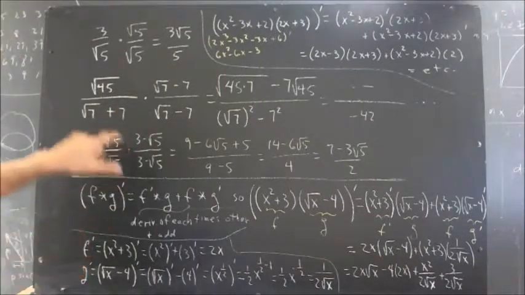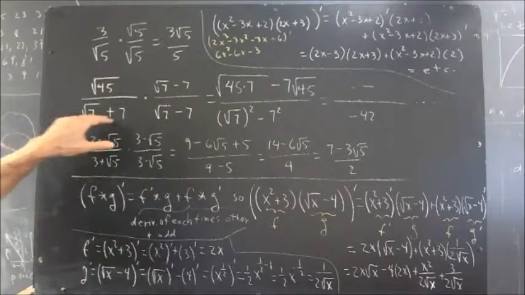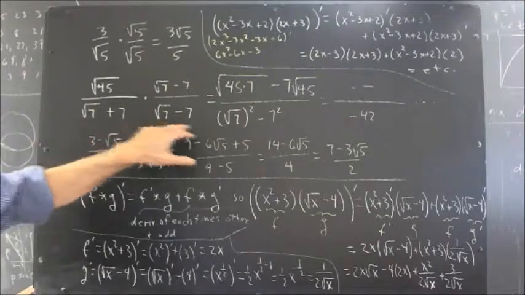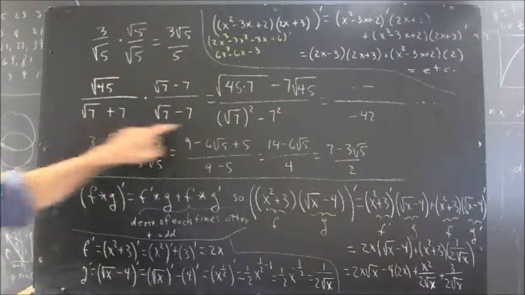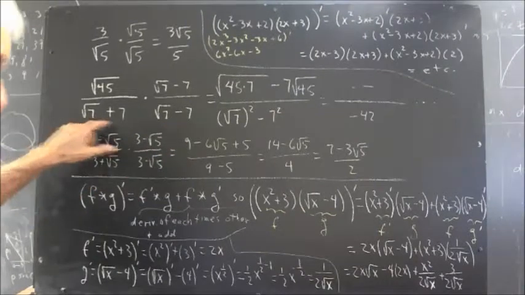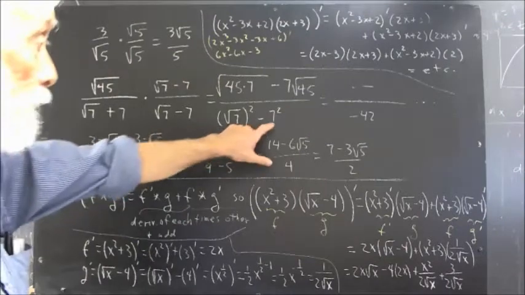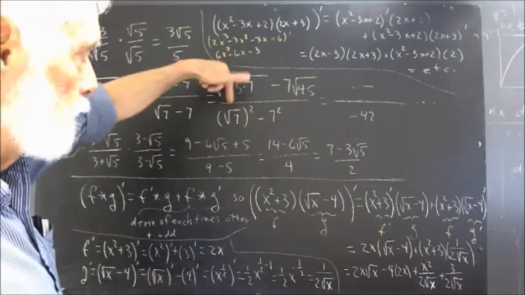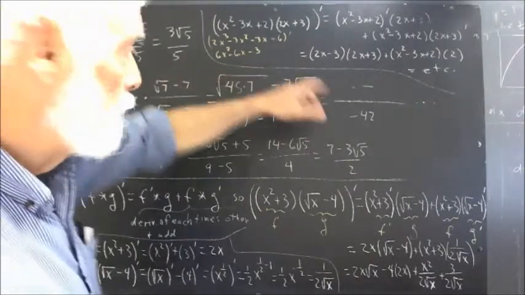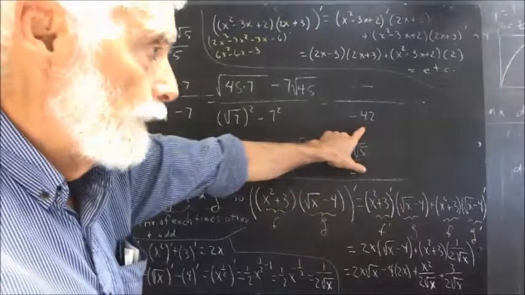But if we multiply by square root of 7 minus 7, then we have something like an a plus b times an a minus b, and we know that's a squared minus b squared. So the denominator is going to become a squared, the square root of 7 squared, minus 7 squared, the b squared, and the square of the square root of 7 is just 7. So the denominator is going to become 7 minus 49, or negative 42.